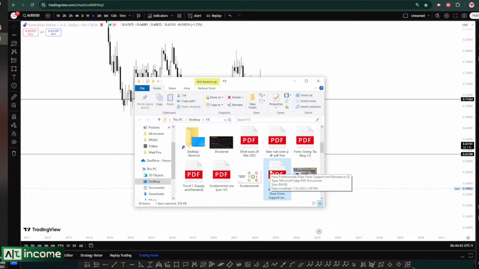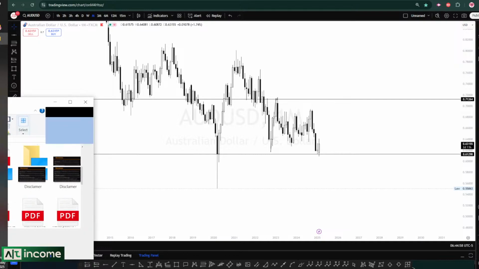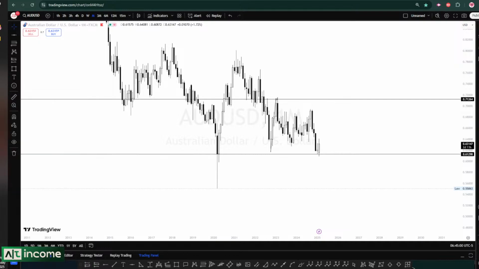It is maybe a 5-page PDF, but I bought it for $300. 5 pages, but it explains everything. This is it: how professionals do support and resistance. It's just what I'm telling you. All the information you are going to see there is the same information I'm telling you now. Okay, so let's get back to work.